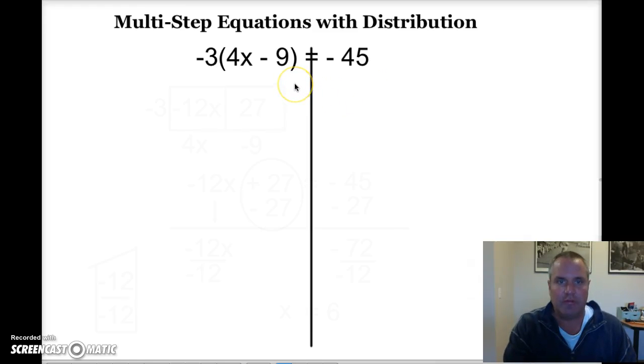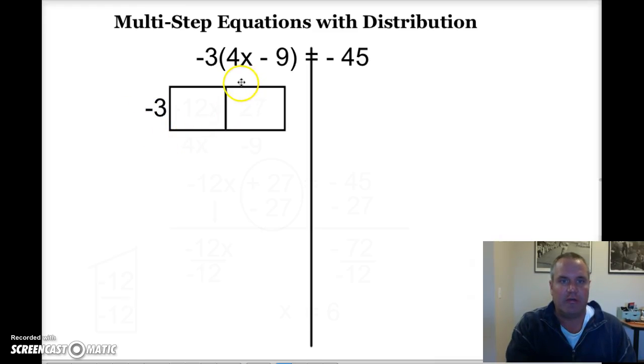The first step in doing this problem is I have to do the distributive property on the left side of the equation. To do the distributive property, I start out by making a generic rectangle. Then one of my dimensions of the generic rectangle is going to be what's on the outside of the parentheses. In this case, it's negative 3. The other dimension is going to be what's inside of the parentheses. In this case, it's going to be 4x and negative 9.